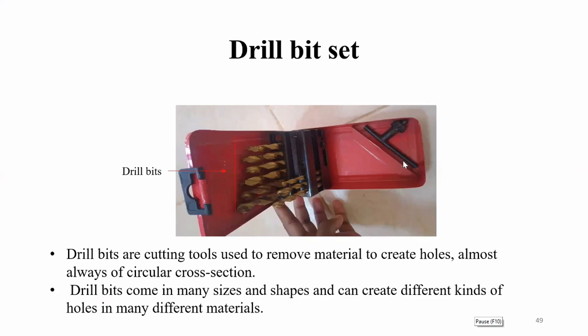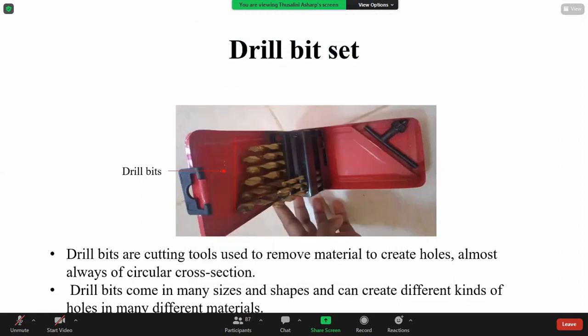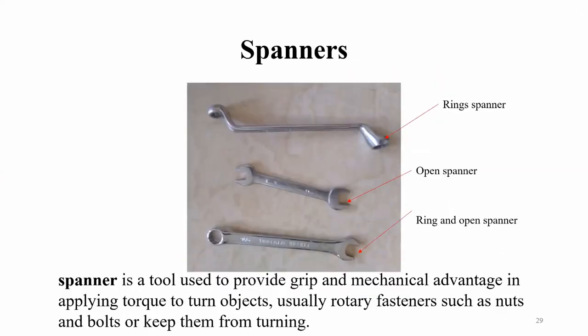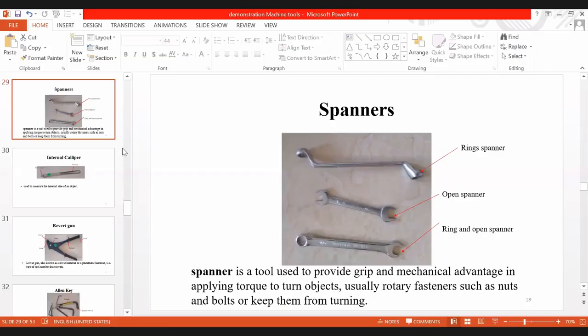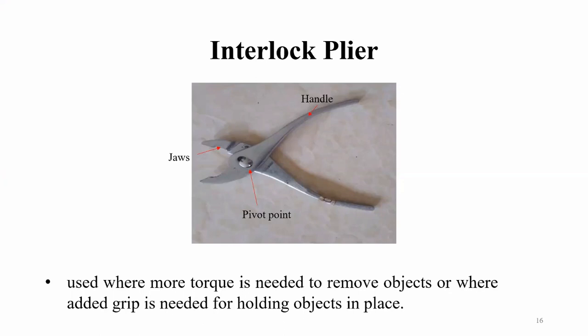Your screen. Okay. Hello? Hello? Yes, ma'am. Okay. The rest of the images. Okay. Interlock pliers. Can you see it? Yes. Okay, now you start drawing.